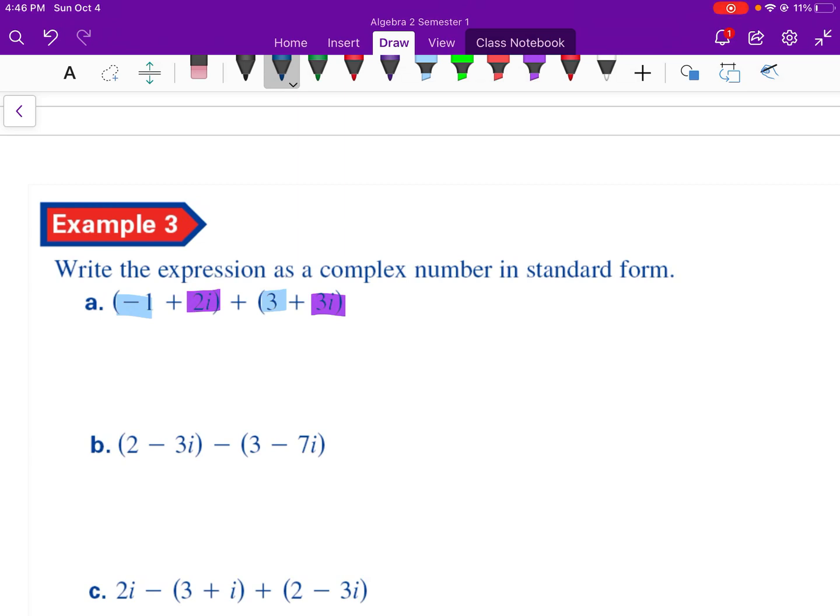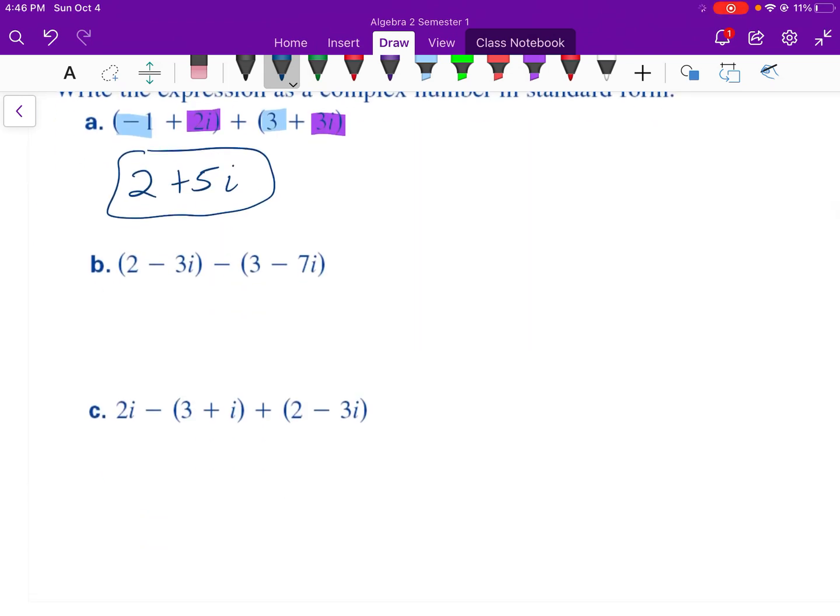So in this case, -1 plus 3, which will give us 2. And then we got 2i plus 3i to give us 5i. So when it comes to adding, that's pretty easy. It's just real plus real, imaginary plus imaginary. Now, when we get to the subtracting, we got to be a little more careful when we're doing these, because of the subtracting.